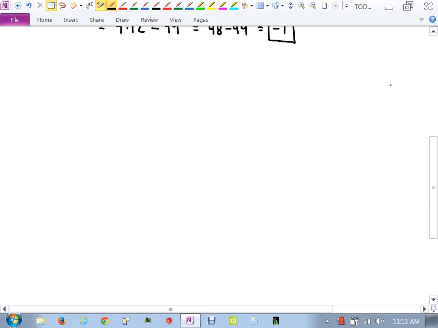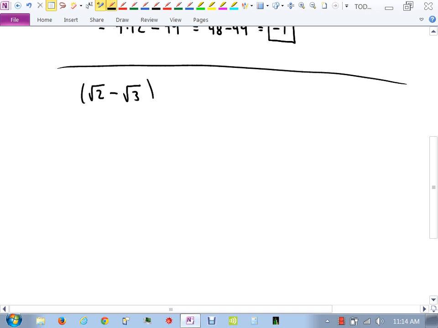Okay, let me look at that one real quick. Root 2 minus root 3 times root 10 plus root 15. And this was number 47. Okay, so I'm going to do the exact same thing. This time I'll go a little bit quicker.